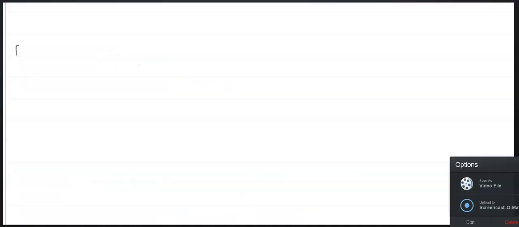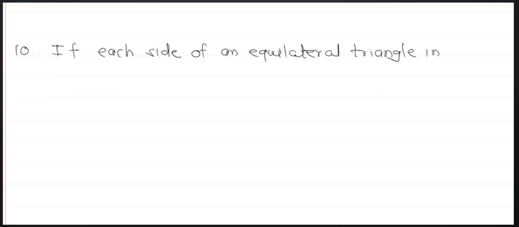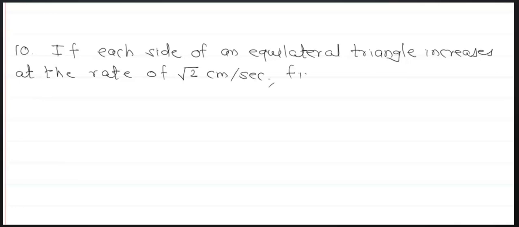Now the next is problem number 10. The height of an equilateral triangle increases at the rate of root 2 cm per second.